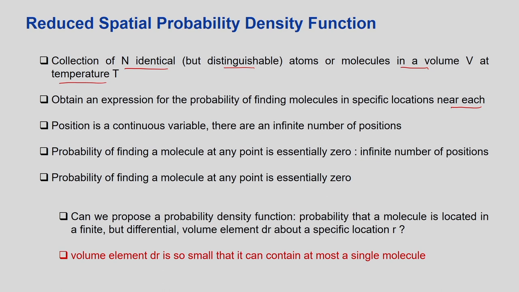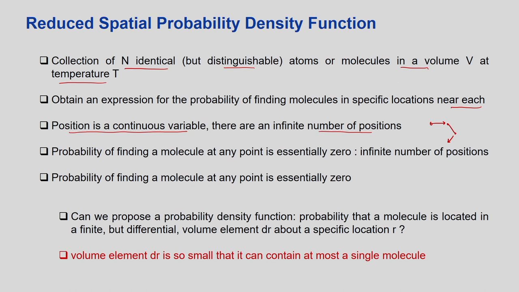But it is very difficult to do because this particular position, whether it is atom 1 or atom 2, is a continuous variable. Because there are infinite number of positions, atoms won't be fixed in position, okay. They will go from here, then here, like that. So, all the resemblance of the numbers, atom 1, 2, 3 is lost. So, it is very difficult to track them. So, it means since they are moving in a random manner, the probability of finding a molecule at any point is essentially 0 because it is moving.